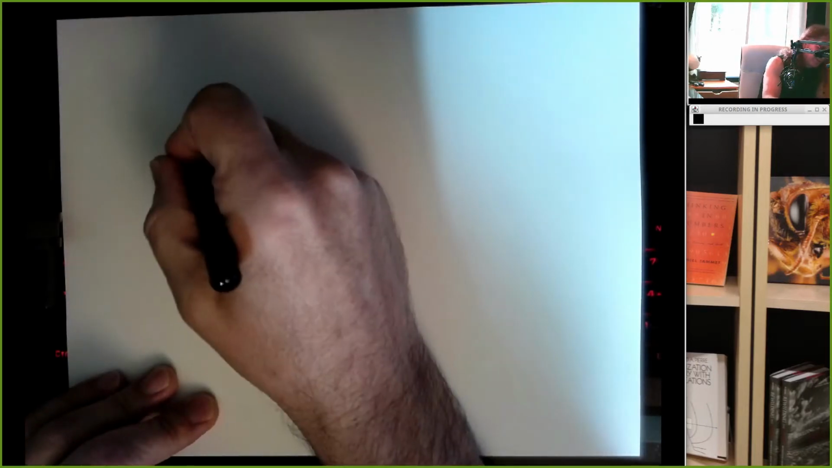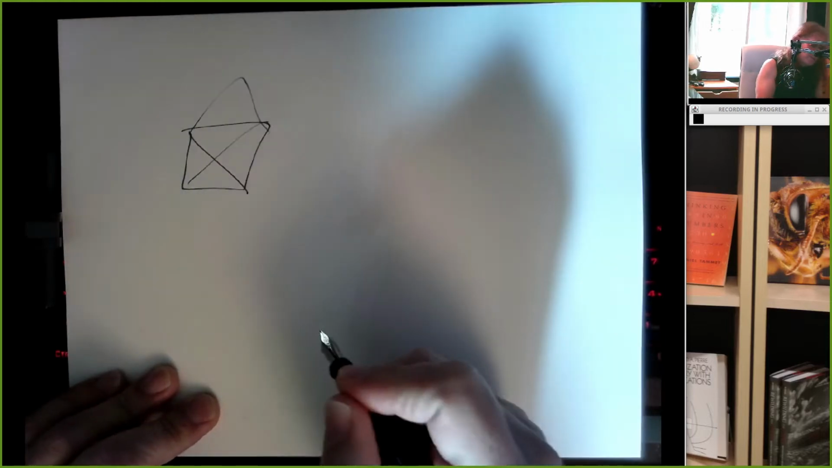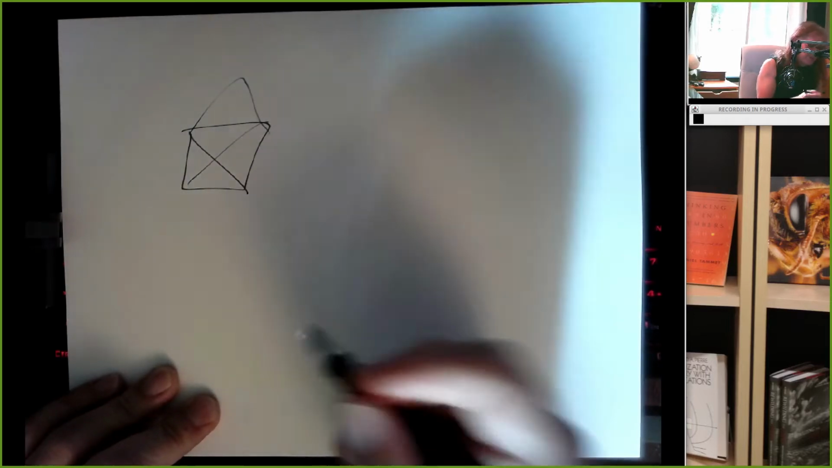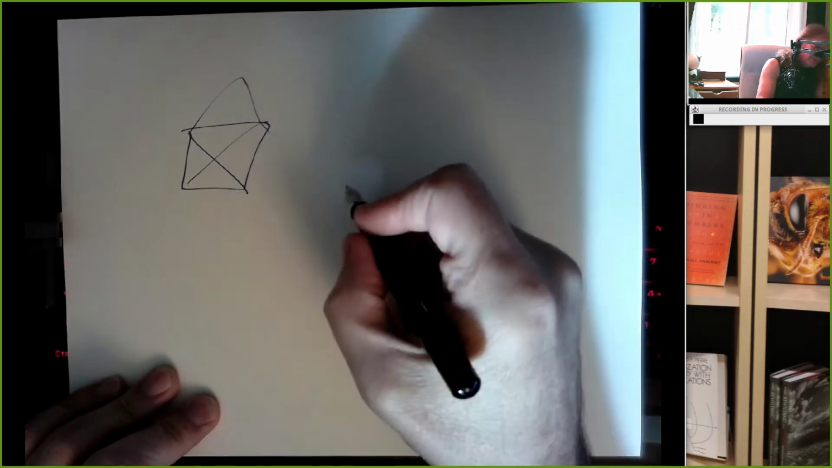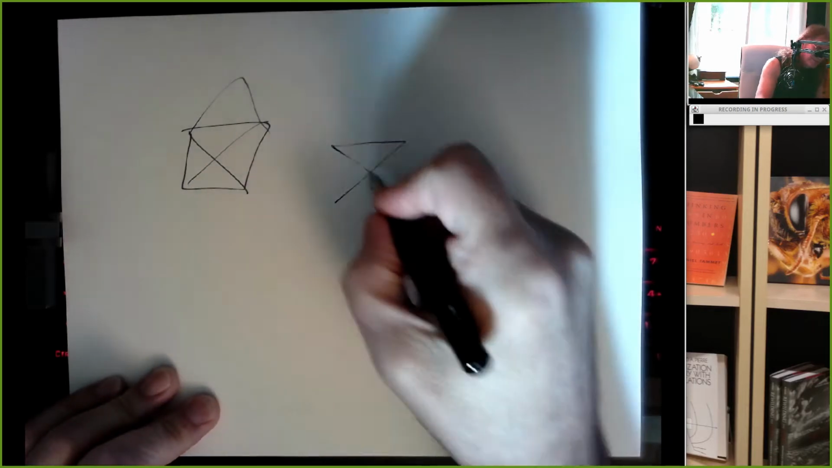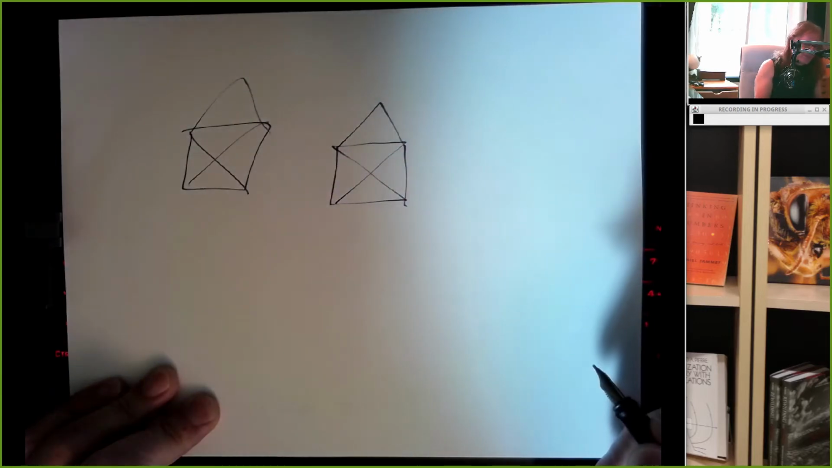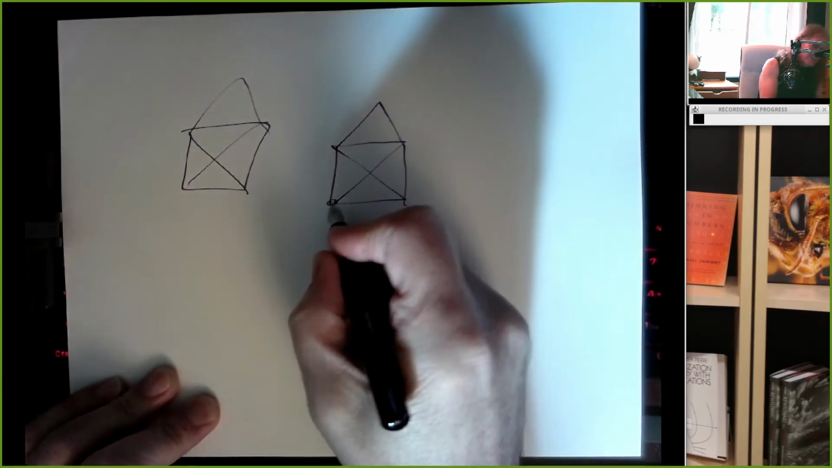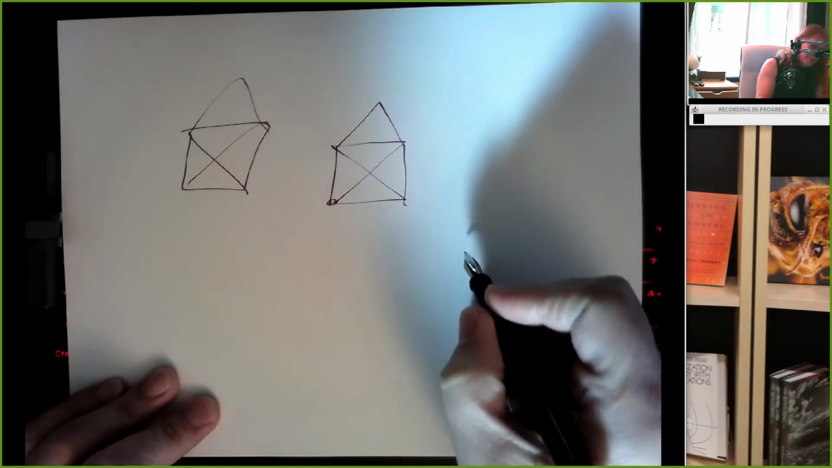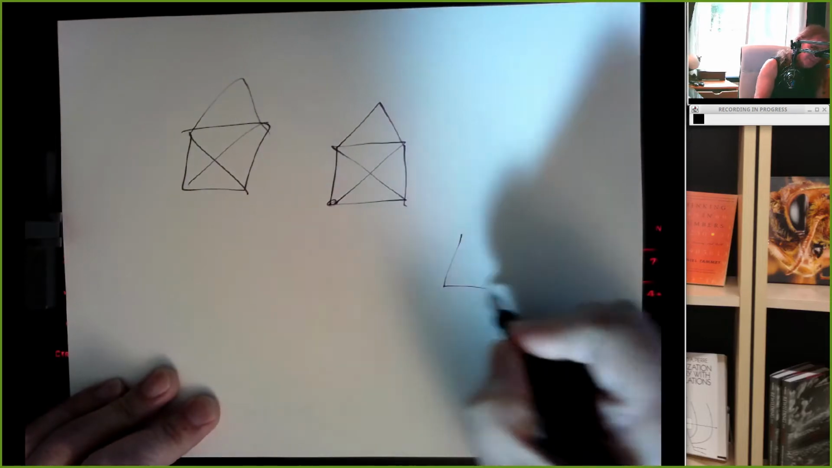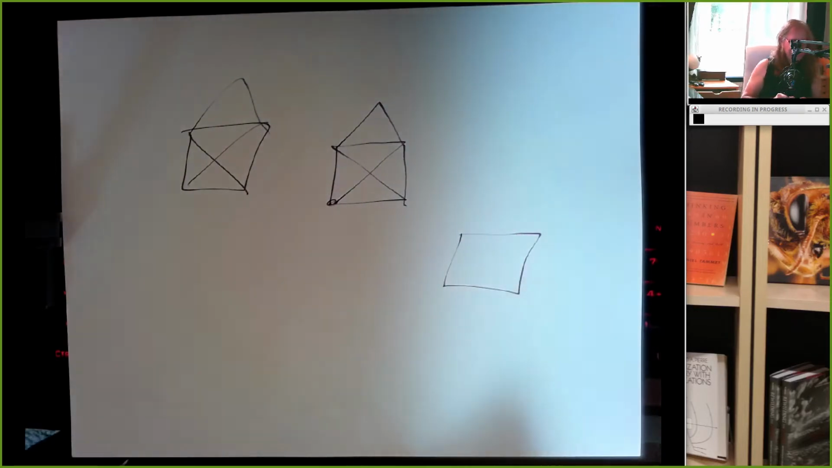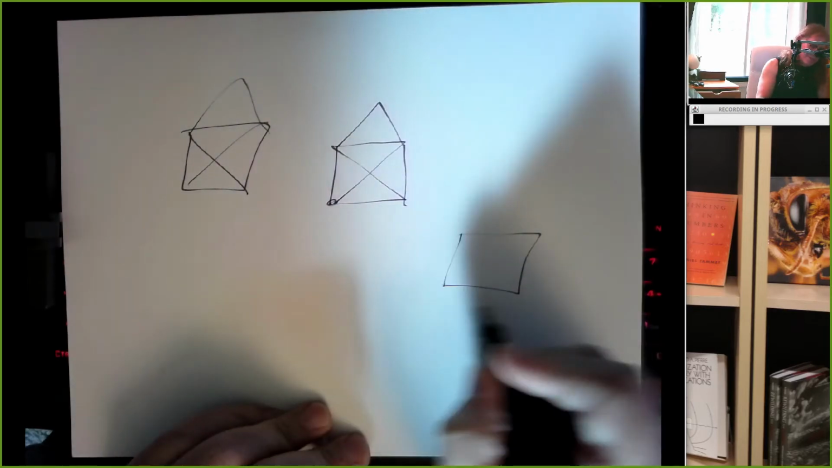So the quintessential Euler path question is this one. Can you draw the shape without lifting your pen? So you can start here and go like that. That means you've got an Euler path. And then for an Euler circuit, you would have to start and end at the same spot. So, there's an Euler circuit.